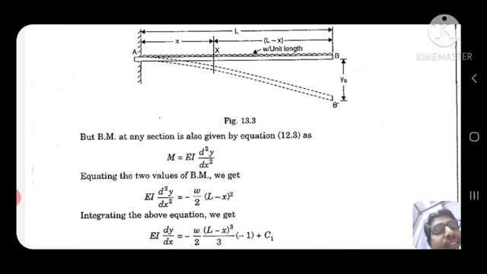So the bending moment at any section is also given by the equation M equal to EI d square y by dx square.